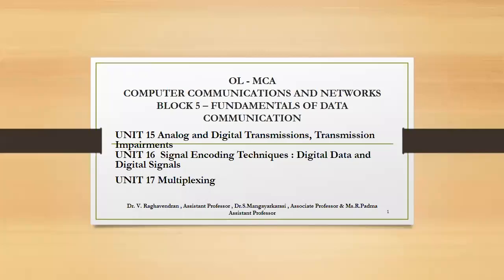Computer communications and networks, block 5, fundamentals of data communication. So in this block, we are going to discuss the 3 units, unit 15, unit 16 and unit 17. Unit 15, analog and digital transmissions, transmission impairments. Unit 16, signal encoding techniques, digital data and digital signals. Unit 17, multiplexing.